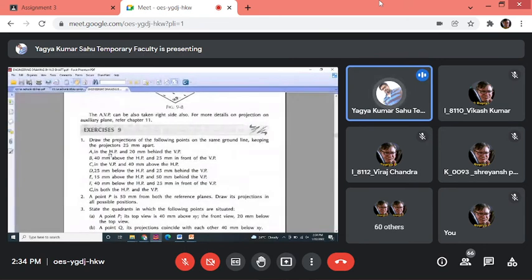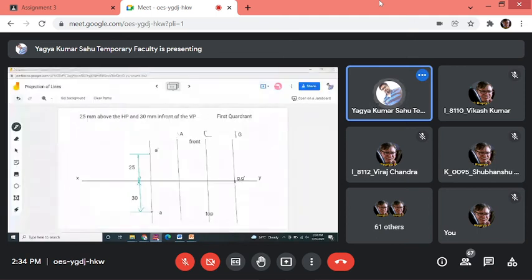A is in the SP and 20 mm behind the VP. So what about the front view? A is in the SP.